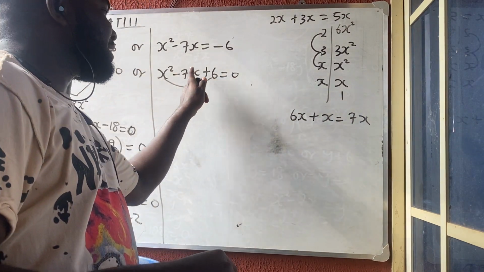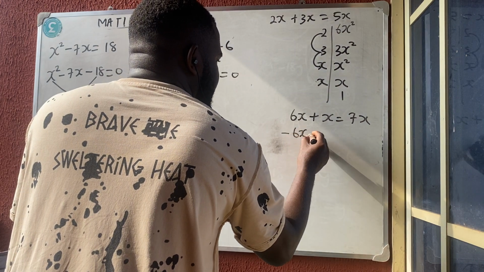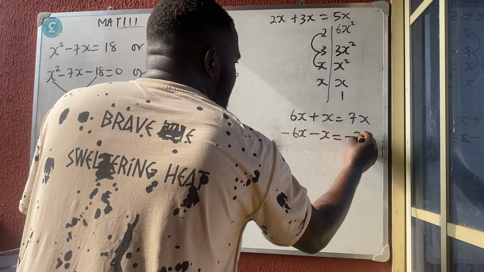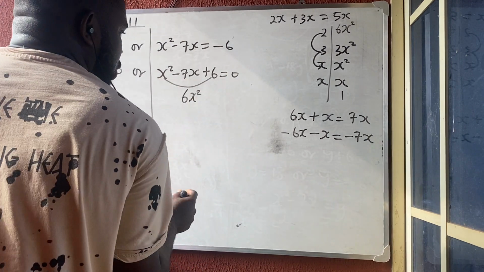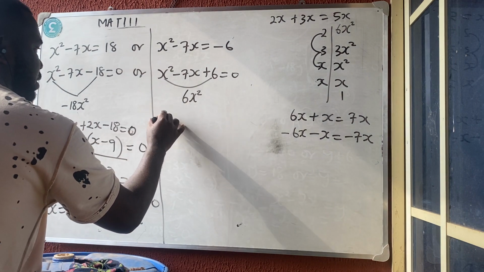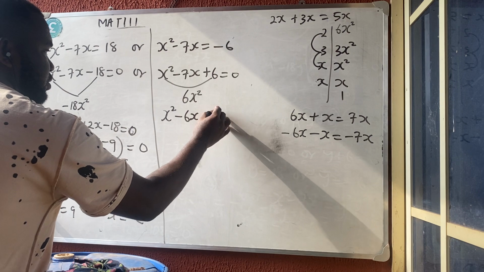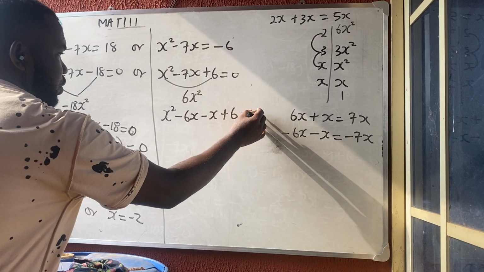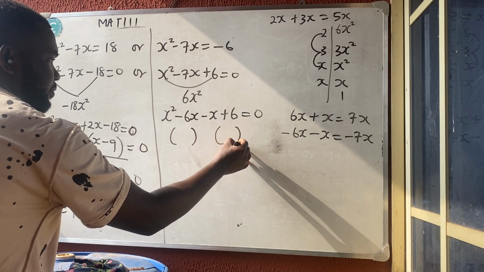I told you that, look at the same 7x. But I told you that if the sign is the problem, change the sign of everybody. So I'm going to have minus 6x minus x is equal to minus 7x. So which means anywhere I see minus 7x, I'm going to put minus 6x minus x. So bring down x squared. Instead of writing this, I'll write minus 6x minus x. Bring down plus 6 is equal to 0. So once you are done, just open two brackets is equal to 0.